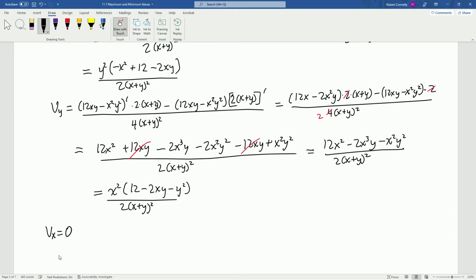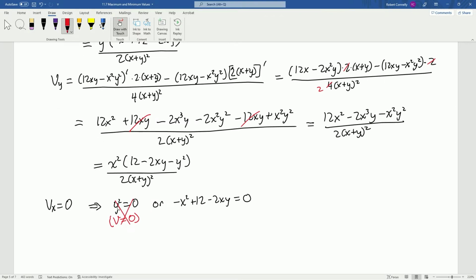So if the partial derivative with respect to x is 0, what does that tell us? Well, this is a fraction. Fractions are only 0 when their numerators are 0. And we were able to factor this numerator into these two pieces. So that means one of these two things has to be 0. So either y squared is 0 or negative x squared plus 12 minus 2xy is 0. But y squared can't be 0 because then the volume would be equal to 0, which is absurd. Right? We're not maximizing volume if the volume is 0.